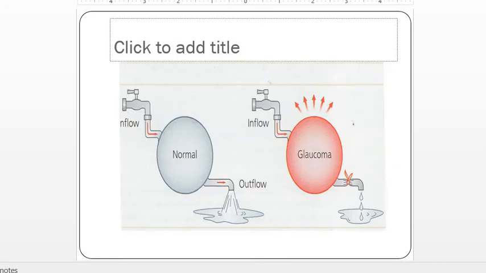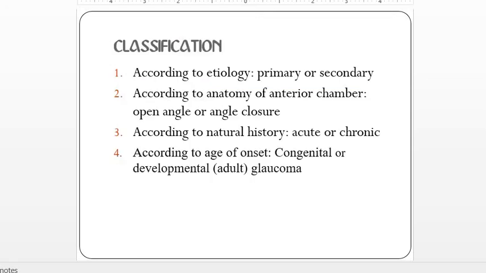So this is the pictorial diagram. Here it is inflow, normal and outflow, but in glaucoma, inflow exists but the outflow is diminished. The outflow of the aqueous humor through the trabecular meshwork is decreased. Ultimately, there is an increase in the intraocular pressure.